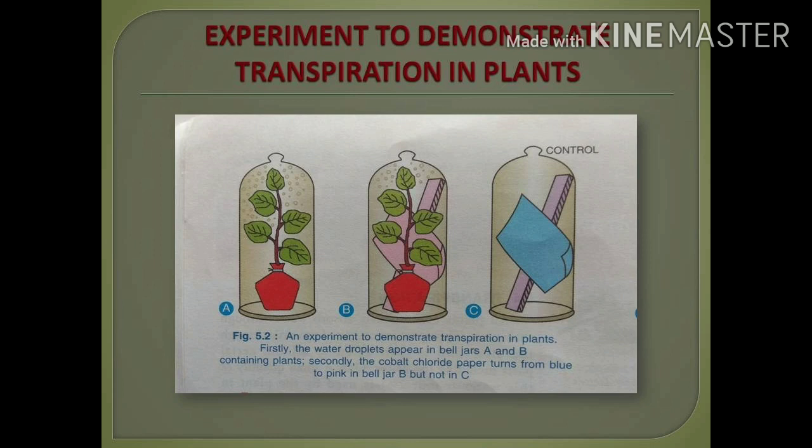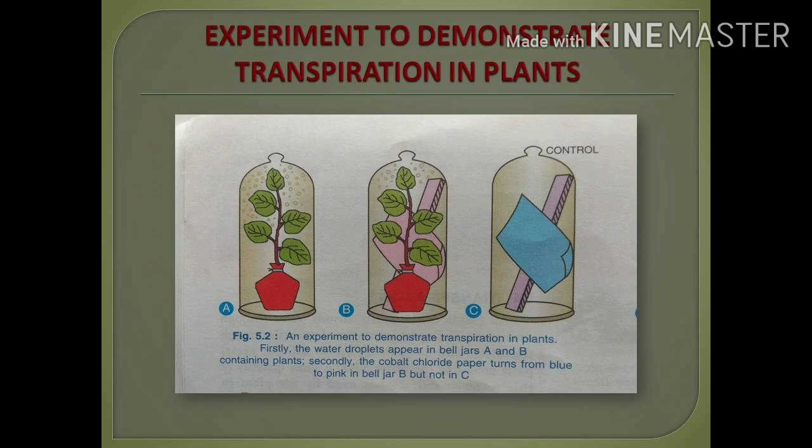In setup C, you have to take a bell jar and a wooden stick. For that you have to paste the cobalt chloride paper and cover it with the help of the bell jar. But there is no potted plant. So these are the three setups. We can label them A, B, C.